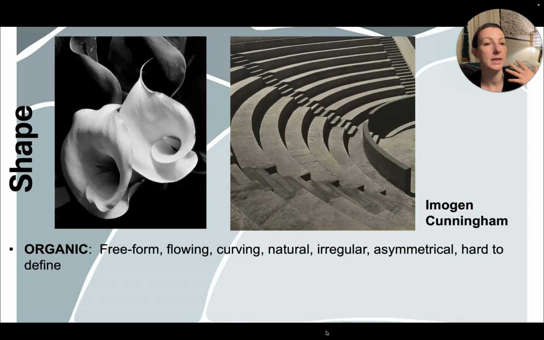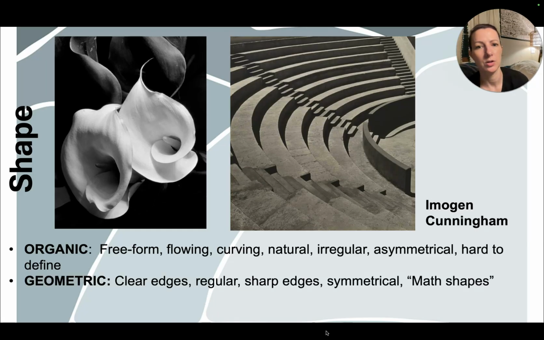When I say organic, I mean something that's freeform, flowing, from nature, irregular, asymmetrical, something that's kind of hard to define. Think of a cloud as organic. Geometric has very clear edges. It's very regular. It's sharp. I like to think of these as math shapes, what you learn in geometry: triangles, squares, polygons, those sorts of things.